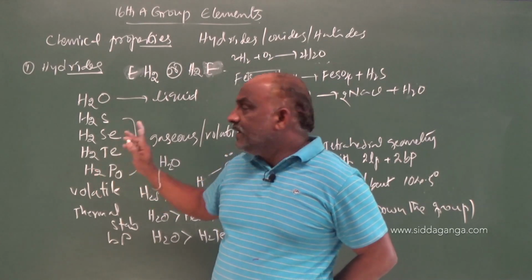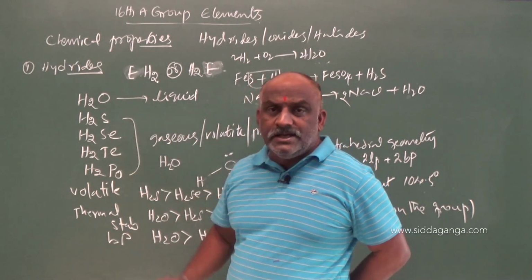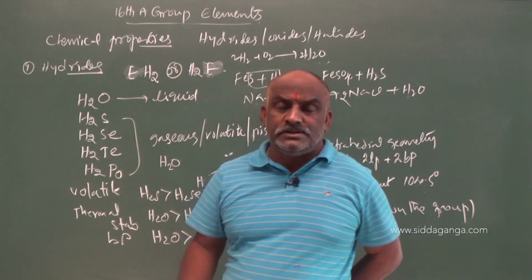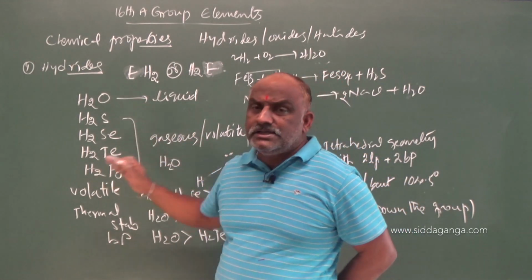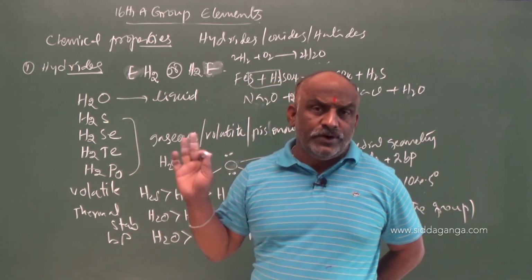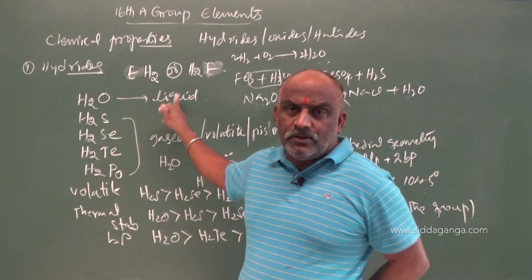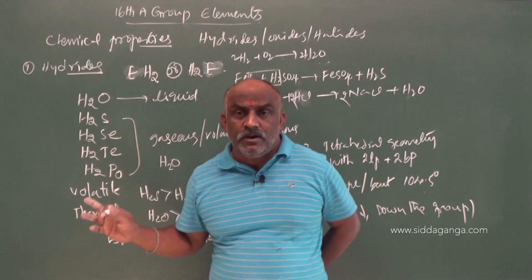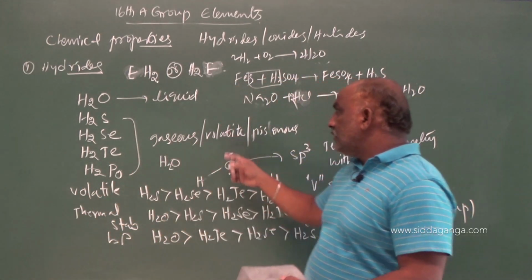All are sp3 hybridized and tetrahedral with 2 bond pairs and 2 lone pairs. Except water, in the remaining examples the bond angle is nearly 90 to 91 degrees. Water's bond angle is 104.5 degrees. Water is less volatile, non-poisonous and a liquid. The remaining all are gaseous. Make a note, my dear students.